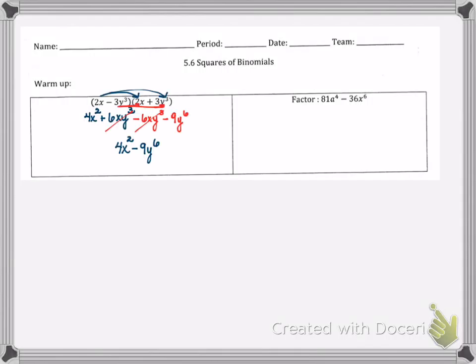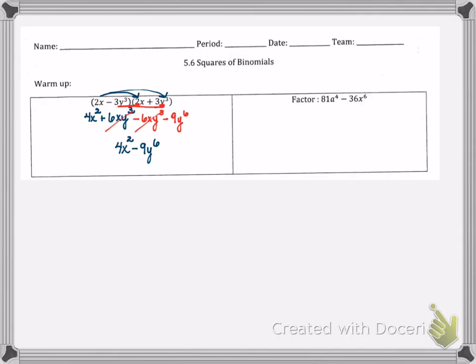Okay, just to review, the first warm-up question, you're going to do 4 little mini multiplication problems. The first term, 2x, I drew blue arrows to each of the terms in the second set of parentheses. That gives us 4x squared plus 6xy to the third.